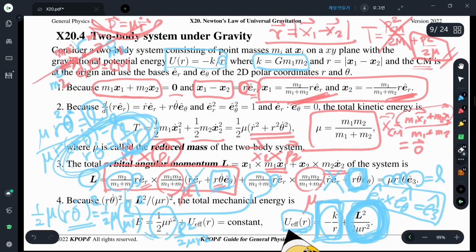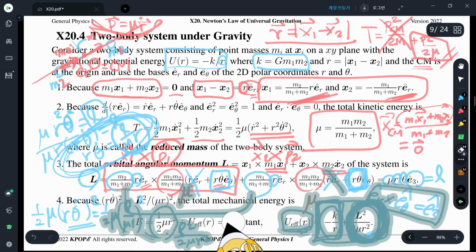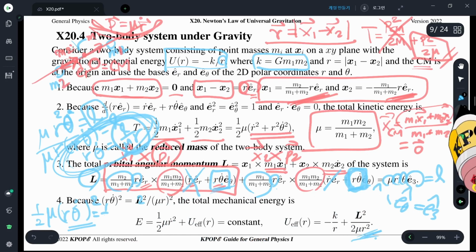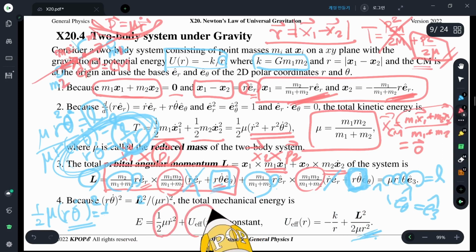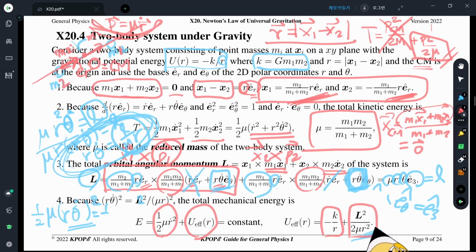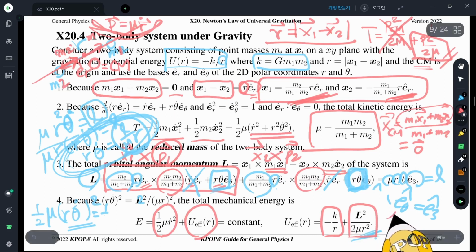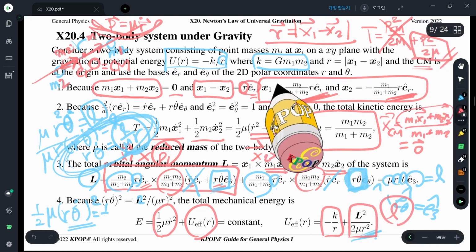Okay, that's it. So the total mechanical energy is now the sum of the radial kinetic energy plus the effective potential. And the effective potential is the sum of the potential plus the tangential kinetic energy. That is expressed in terms of the radius only, because L, the orbital angular momentum, is conserved.